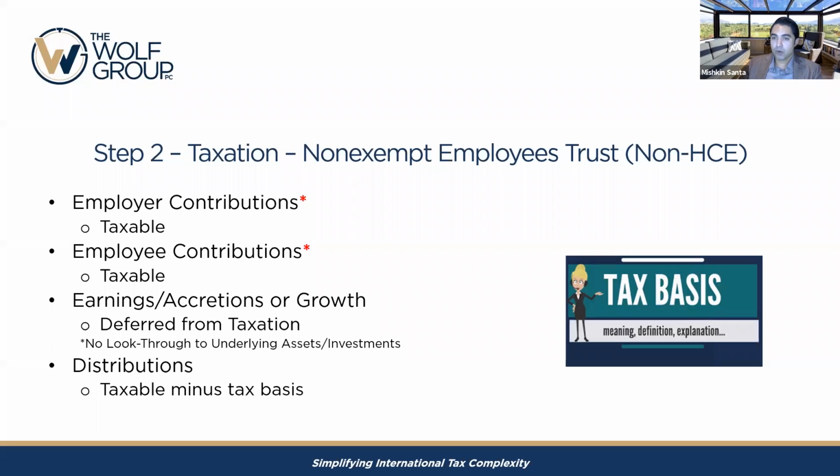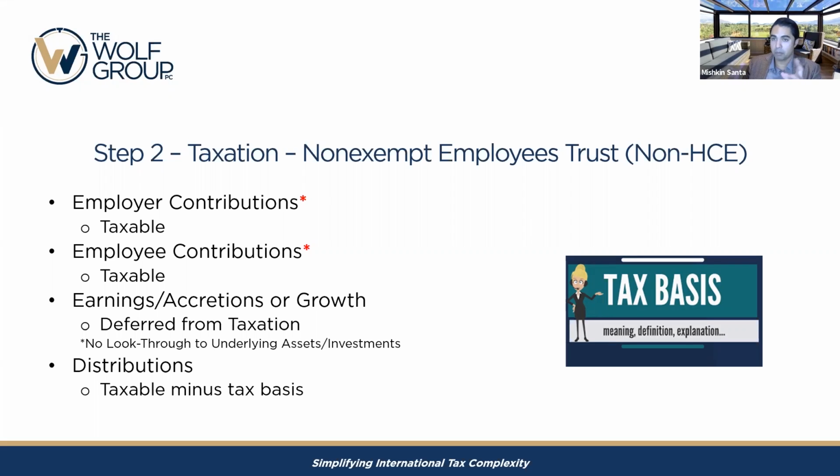The non-exempt employees' trust, though, kind of goes into two different sections. The first section is what we call non-highly compensated, or non-HCE. If you're non-highly compensated, which we'll talk about what that means in a minute, then basically the employer contributions become taxable. The employee contributions cannot be deducted, so they fall into gross income. You have to make sure that you're listing both of those as income on your tax return. The earnings and accretions are not taxable, so that's the upside to the rules.